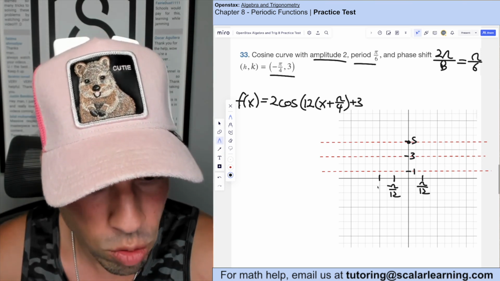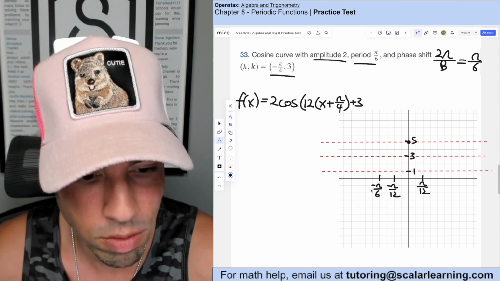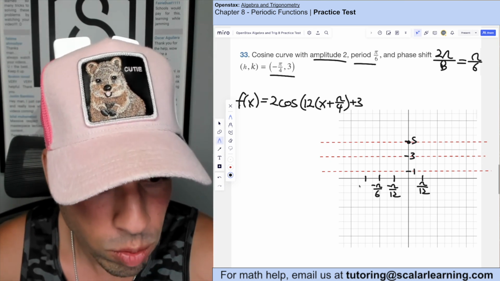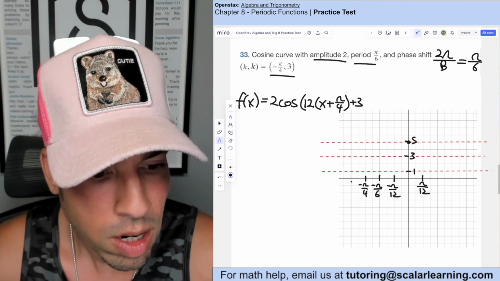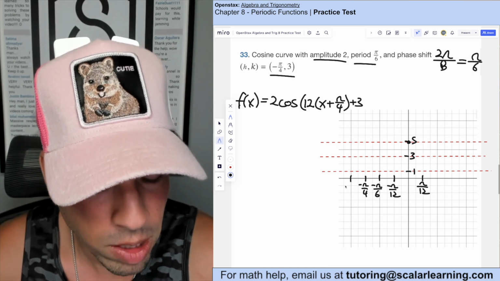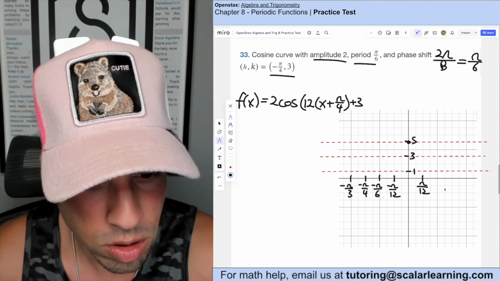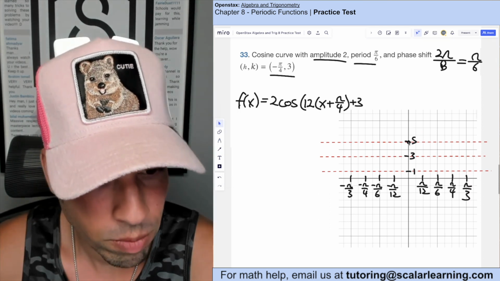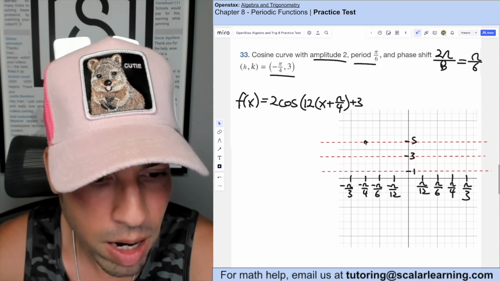This is negative 2 pi 12ths, which is the same as negative pi over 6. And then this would be negative 3 pi 12ths, which is the same as negative pi fourths. And then this would be negative 4 pi 12ths, which is the same as negative pi thirds. Going to the right, we'd have the same thing. So now let's implement this phase shift. We're going to the left by pi fourths.